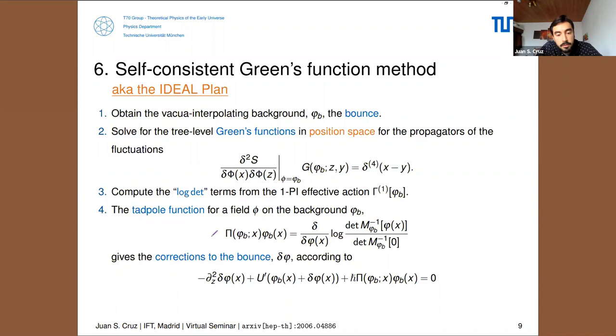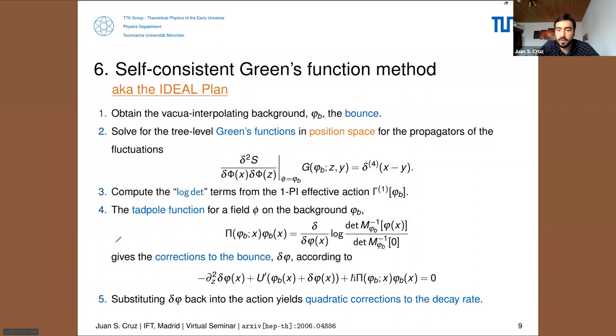tadpole. So pi times phi is just a definition. This doesn't mean that pi phi can really be factored out from the right-hand side. But nevertheless, we call them tadpole functions. So once we have this, we see that it will appear again in the equation of motion that defines the bounce. So the bounce will have some corrections, delta phi. And this is what we will compute in the end and plug back in and finally report on the contributions to these exponents of the decay rate.